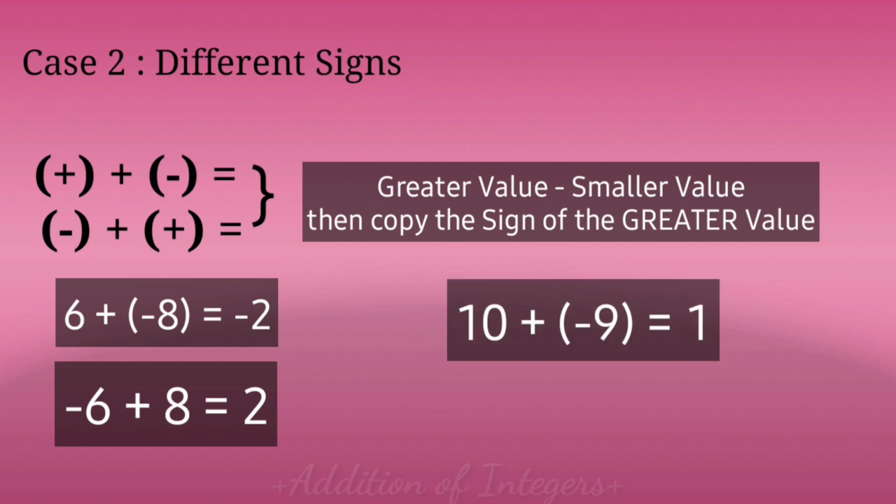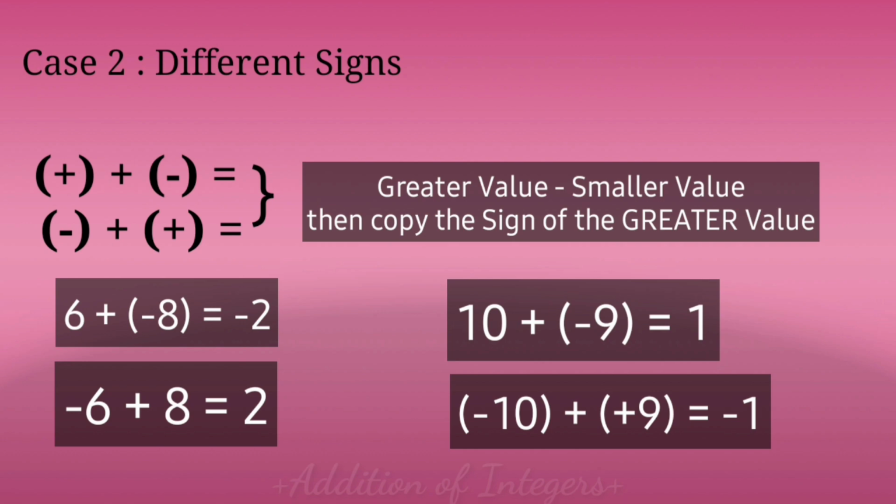Another example, 10 plus negative 9. 10 minus 9 is positive 1. Kasi the highest number is 10, and the sign of the 10 is positive. Next, negative 10 plus 9. 10 minus 9 is 1. Sign ng malaking number, negative. So, in this case naman, sa case number 2, when we add numbers that have different signs, we subtract the smaller value from the greater value. Then, just copy the sign of the greater value.